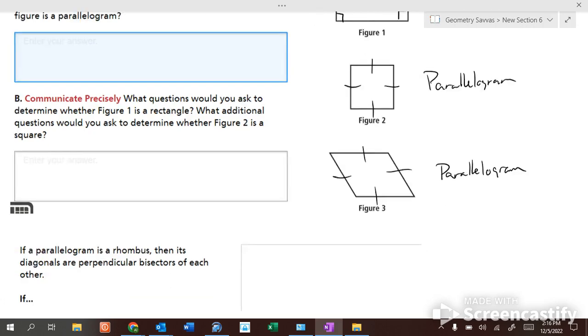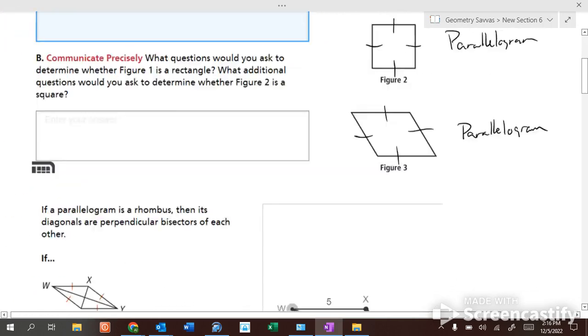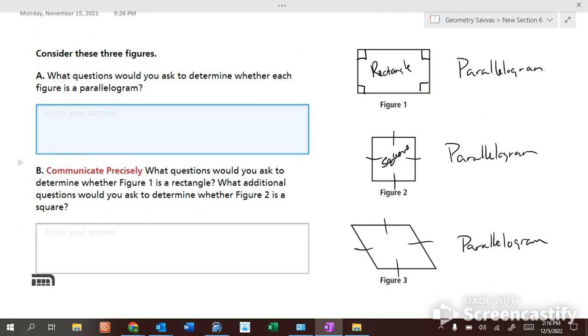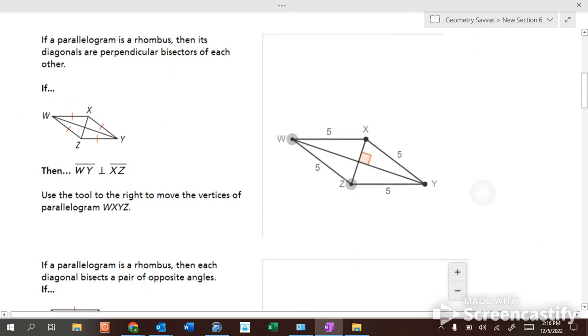So these are the 3 shapes we're worrying about today. We're going to worry about a rectangle, a square, and a rhombus. And we're going to look at properties of each of them. And they all are parallelograms. So these are all just special types of parallelograms we're working on today.